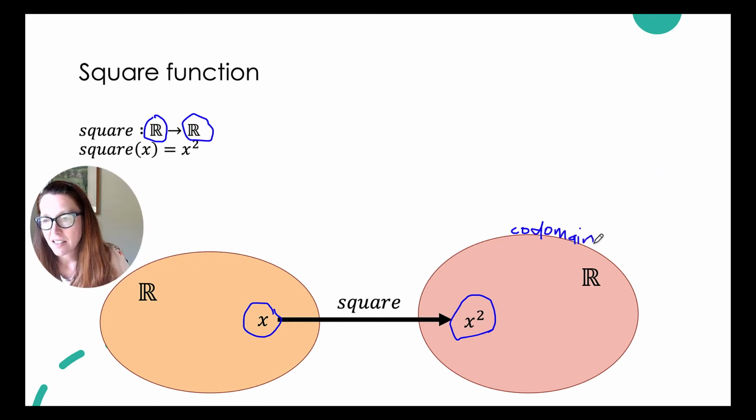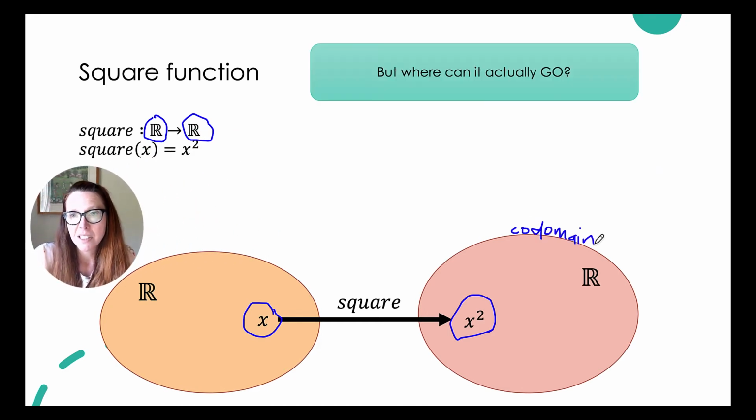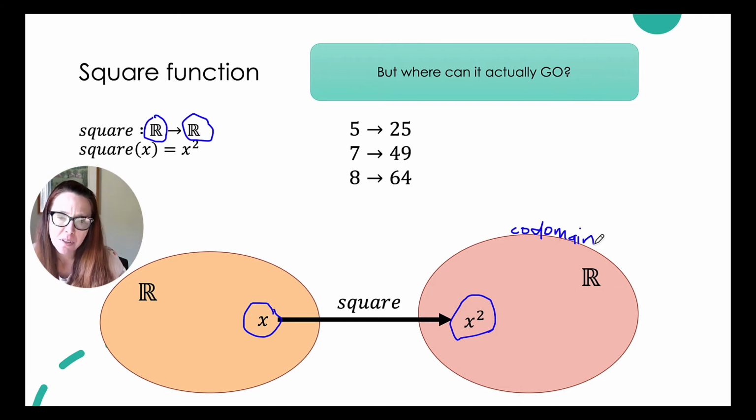and that's all fine. But let's take a look at where this function can actually go. So we've got a starting point. Yeah, we can start from any real. Is it possible that we're not going to make use of all the reals on the other side? Well, let's take a look. So as an example, we can consider, well, where does 5 go to? 5 goes to square of 5, which is 25. 7 is going to go to square of 7, or 49. 8 is going to go to square of 8, or 64.